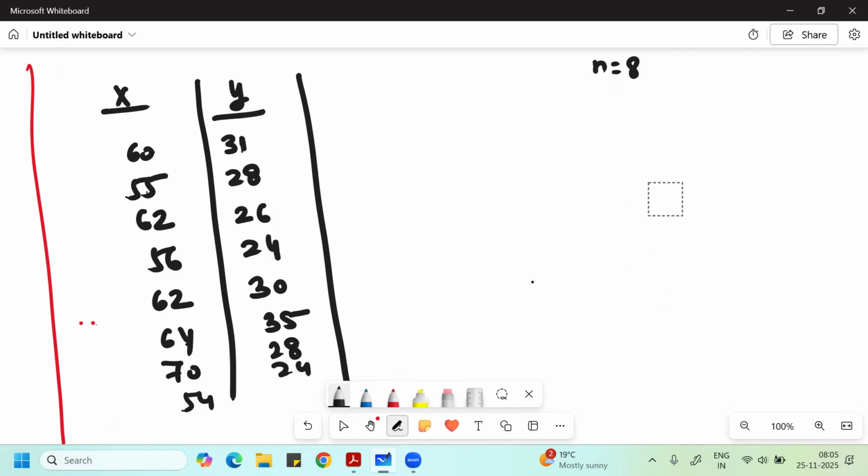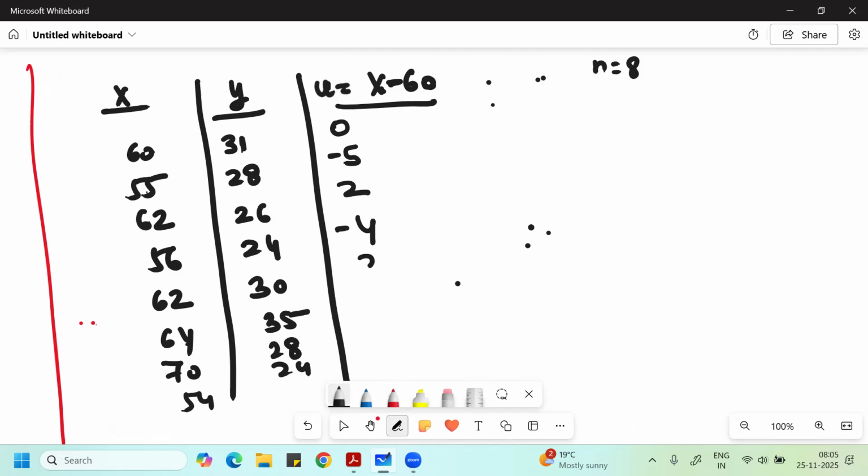The other way, guys, is that instead of x you can write a variable u. Say u is equal to x minus 60, for example. So what I did was subtract 60 from all these values. So 60 minus 60 is 0, 55 minus 60 is minus 5, 62 minus 60 is 2, 56 minus 60 is minus 4, 62 minus 60 is 2, 64 minus 60 is 4, 70 minus 60 is 10, 54 minus 60 is minus 6.